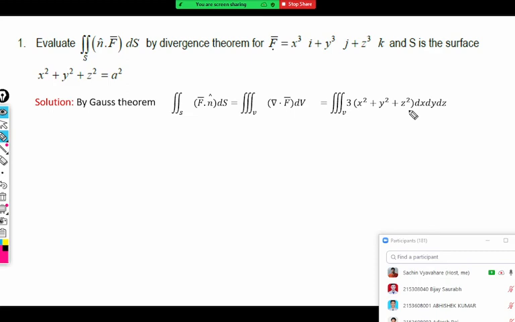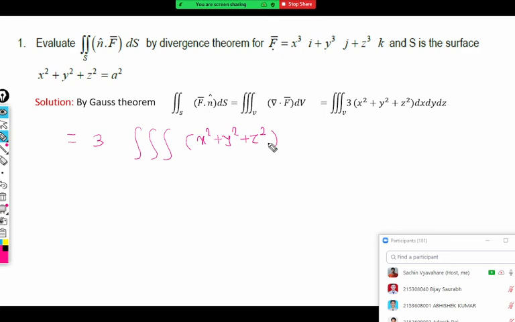So the next thing, we have to find the limits for this triple integral. How do we evaluate it? Yes, 3 is a constant, so I will take it outside. This is the triple integral of x square plus y square plus z square. Actually, this integral becomes very simple with spherical polar coordinates, but I avoided that this time. So without spherical, I will show you.